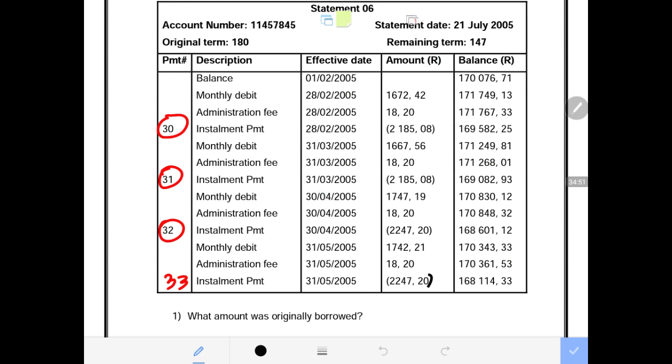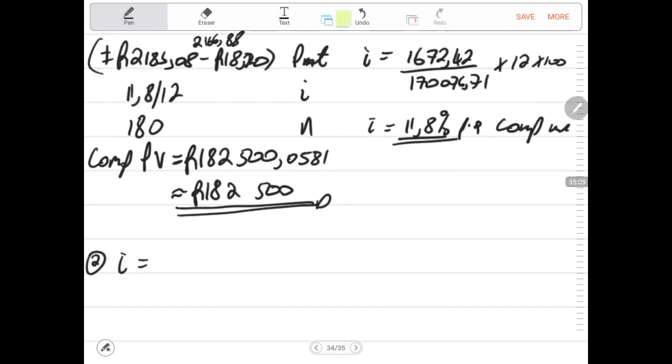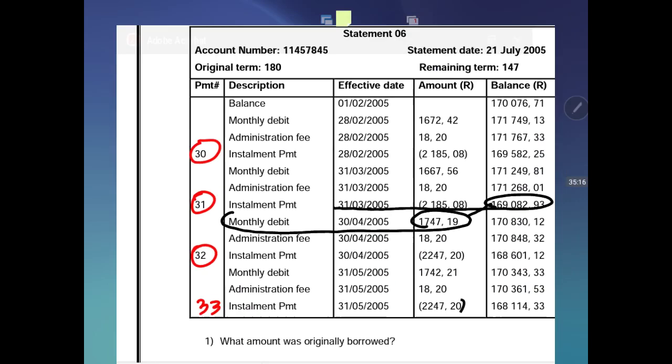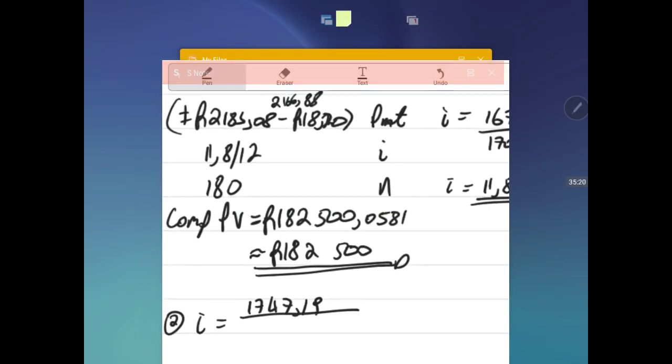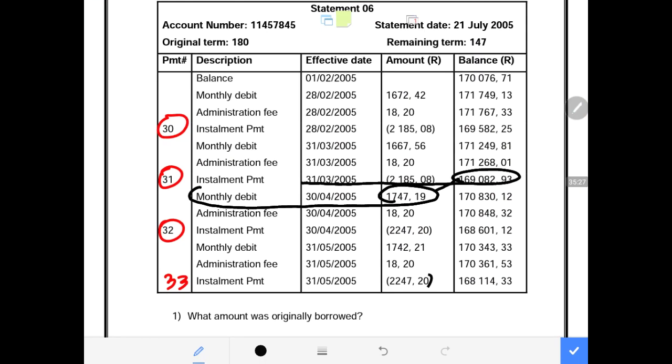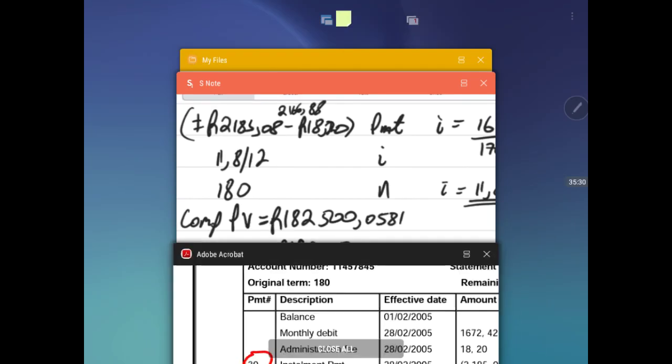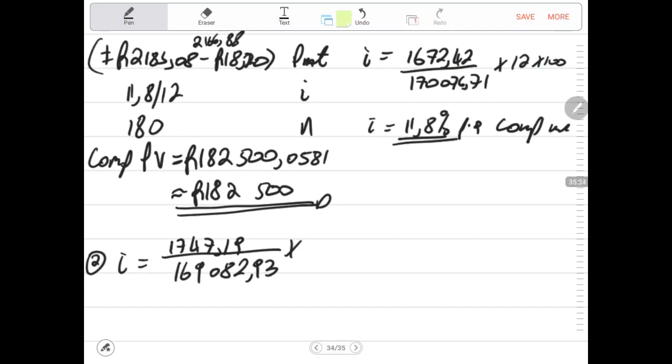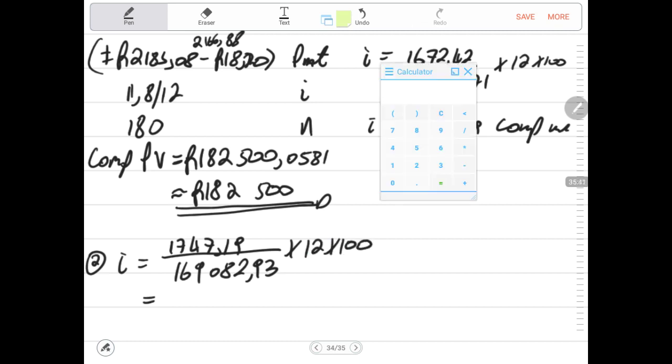So we go to the month of April, we look for the monthly debit, which is our interest amount, divided by the balance of the previous month, meaning the balance at the end of the month of March, which is 169,000. Then we say 1747.19 divided by the balance of the previous month, 169,082.93. Then whatever we get, we multiply by 12 and multiply by 100 in order to get the full interest rate.